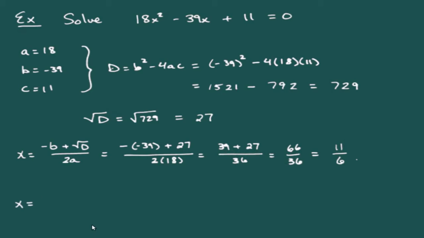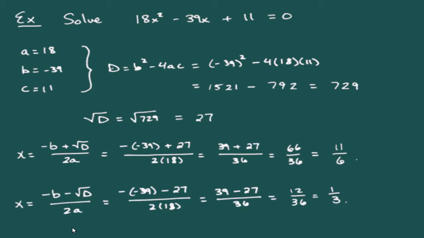For our other root, we've got negative b minus the square root of d over 2a. So we've got negative of negative 39 minus 27 over 2 times 18. So that gives us 39 minus 27 over 36, but 39 minus 27 is 12 over 36, which is just 1/3.